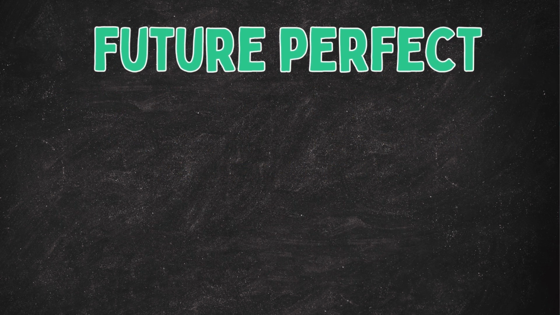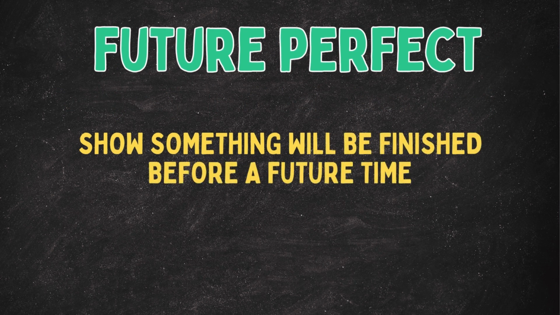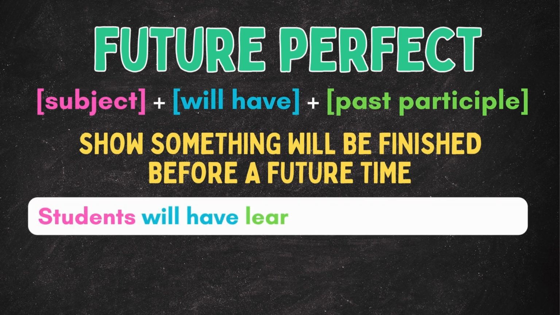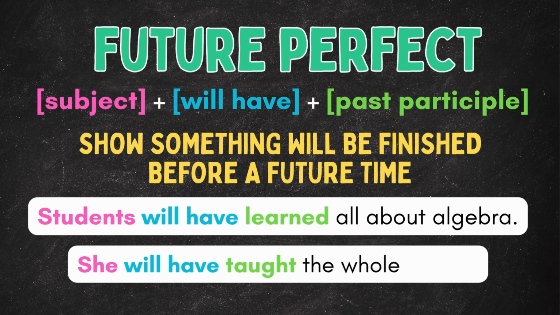Future perfect. The future perfect is used to show something will be finished before a future time. The sentence structure consists of subject plus will have plus past participle. For example, students will have learned all about algebra. She will have taught the whole course.